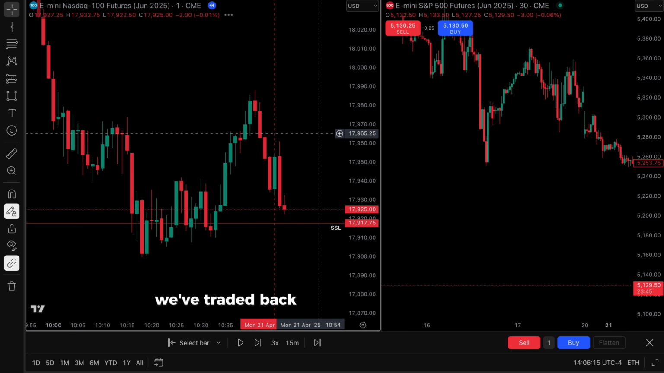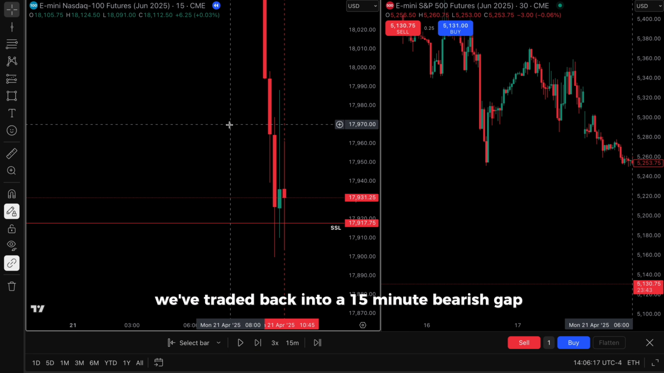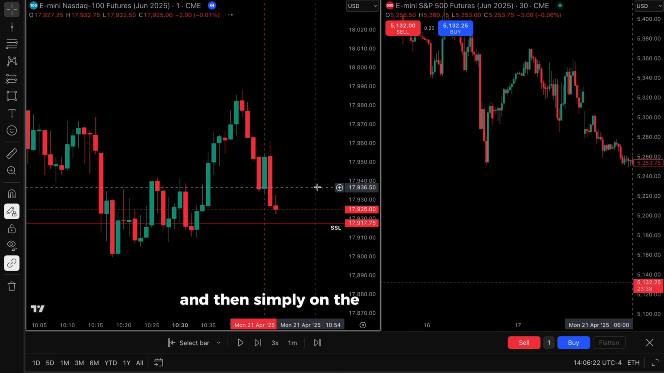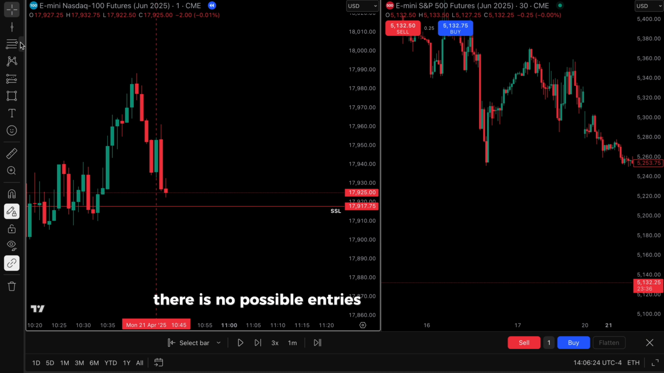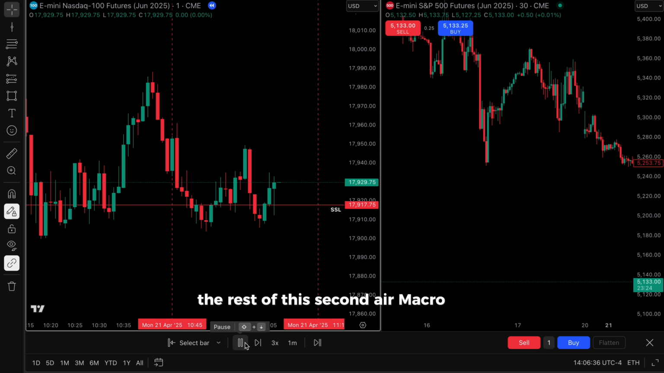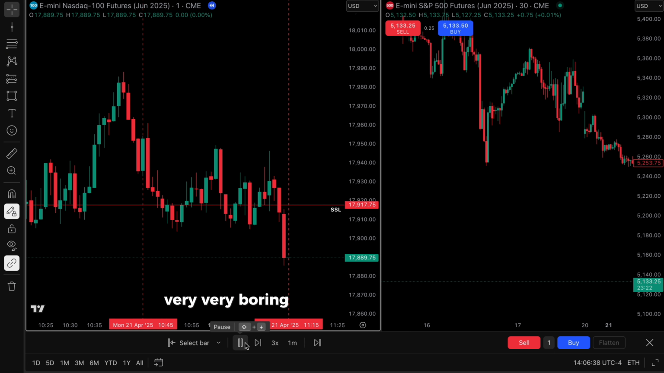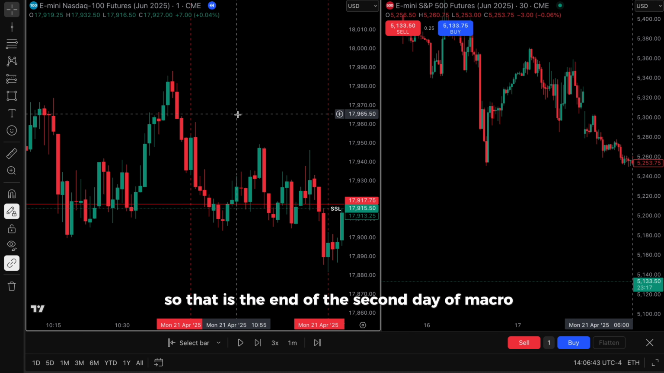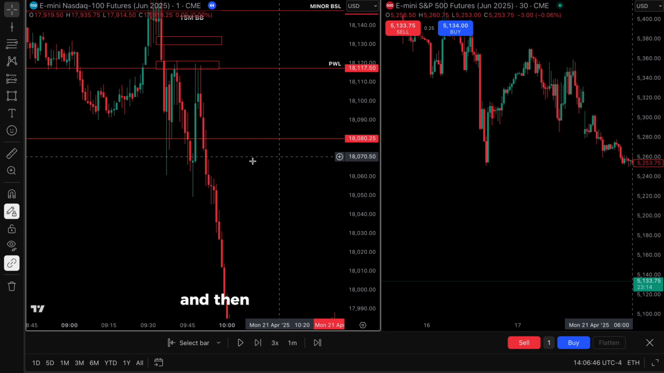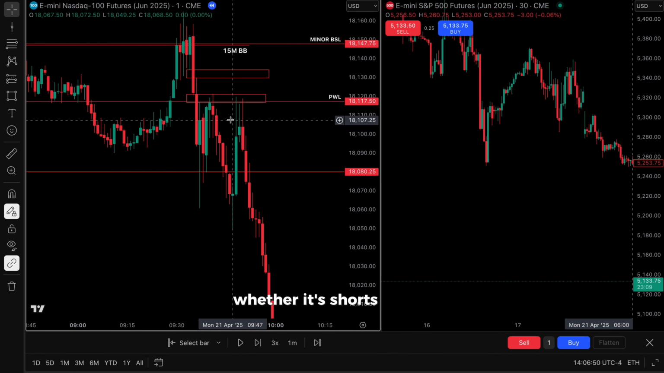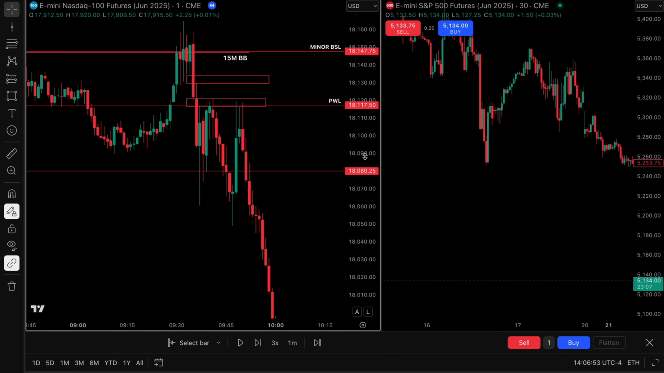We've traded back into a 15-minute bearish gap. We did not trade into the unfilled 30-minute bearish gap. And then simply on the lower time frame, there are no possible entries to actually take here. And as you guys will see, the rest of this second day macro was very, very boring indeed, and simply no trades. So that is the end of the second day macro, simply no trades there. And then inside of that first day macro, there was no valid opportunity for me to take, whether it's shorts or longs. There was nothing valid here for me to take personally.